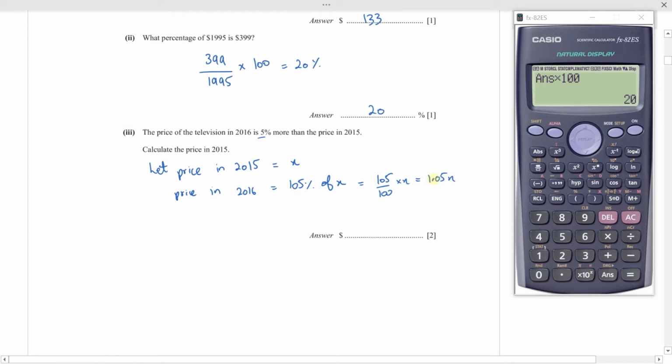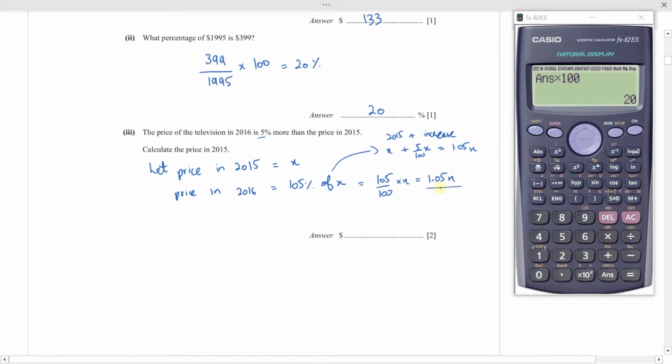So if you want, you can also calculate it like this. You have the price in 2015 plus the increase. So the 2015 price is X plus the increase is 5%, which is 5 over 100 of X. So this will again lead you to the same value, which is 1.05X, the same value that we get here. So you can take the 2015 price and add the 5% increase to it to get the 2016 price, or directly calculate 105% of the 2015 price, which is X here.